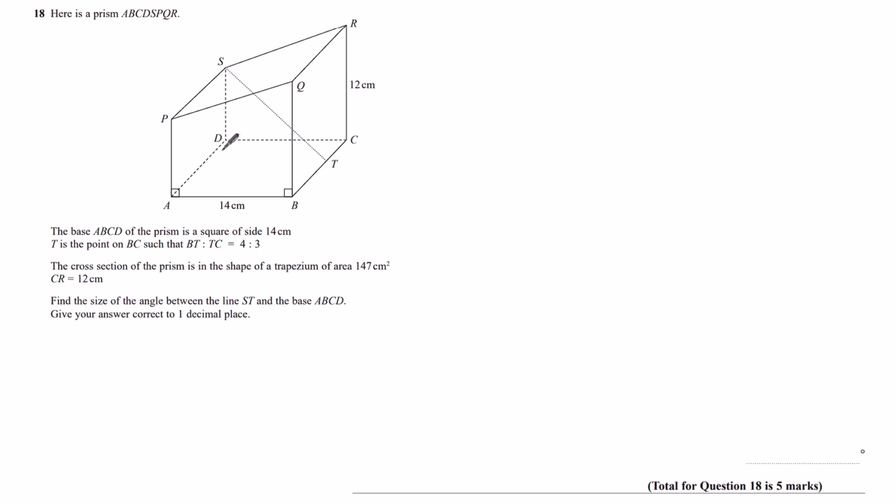So firstly, let's join up D and T. So here I have a right angle triangle, this SDT. And within this triangle, I want to find the angle between ST and the base, which is this angle here. So we've got the triangle SDT. It's a right angle triangle, and it is this value of theta that I want to find. So ideally, I need to find some lengths here.